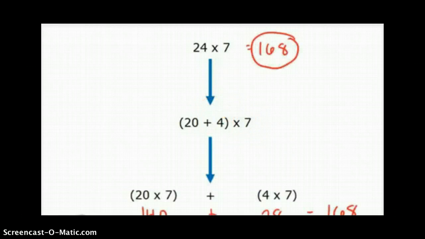20 times 7 is 140, plus 4 times 7 is 28. 140 plus 28 equals 168. So 24 times 7 is 168. And that is an example of using the distributive property.